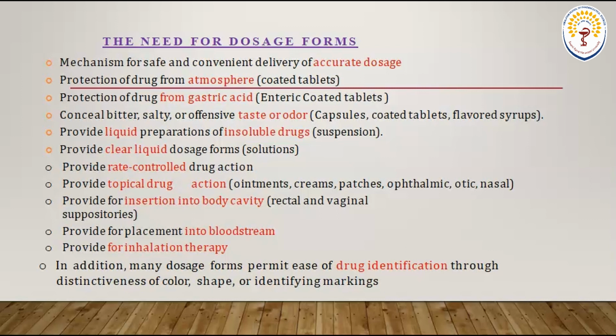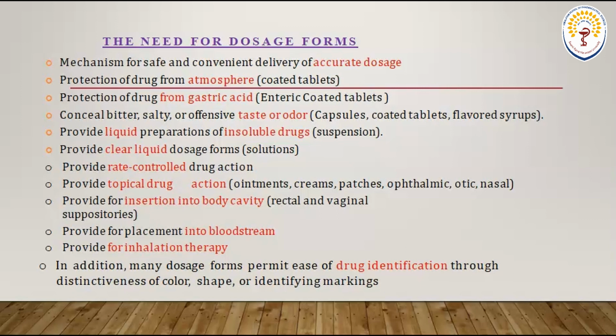Next is provide for placement into the bloodstream, directly into the systemic circulation for immediate effect or immediate relief. Here the best example is parenteral dosage form, like intramuscular injection, IV injections, subcutaneous injection. All injectables are parenteral dosage forms. Provide for inhalation therapy for nasal congestion, sinus, or initial therapy is required.